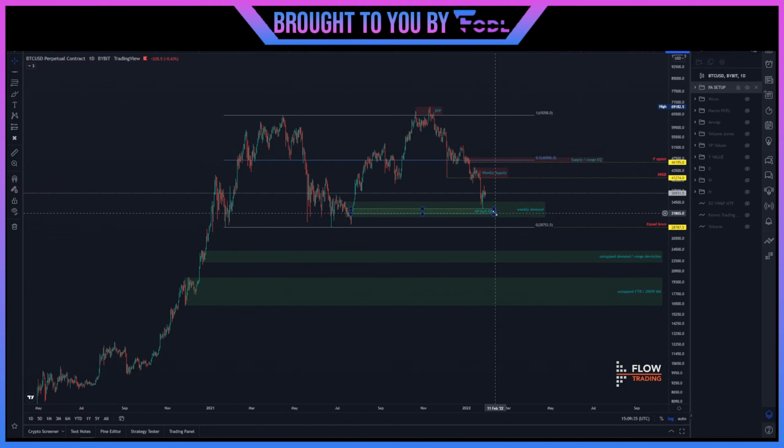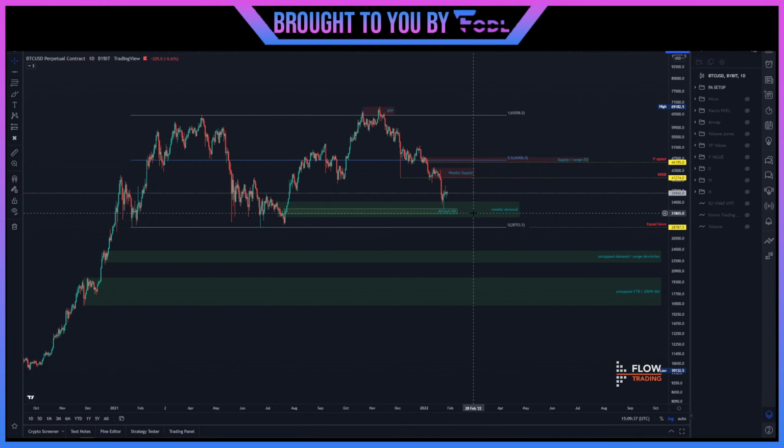The weekly demand and the 4-hour order block that I'm looking at is around $32,000, something like that. And of course the range high and the range low of this overall range, if you like, this is the SFP when we got to the upside swing failure pattern, and so the range low is around $28,800. Okay, there's already equal lows printed there, so I wouldn't be surprised to see a third tap of that and then this rally.